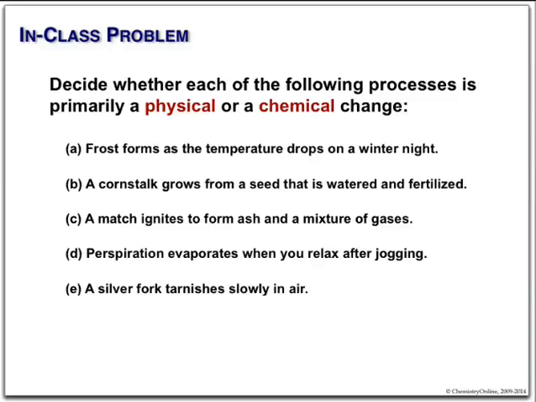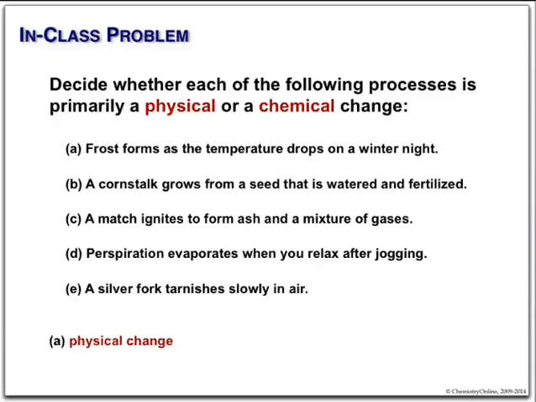Frost forms as the temperature drops. All we're doing when we make frost is what? Making water in the gas phase and making it into water in the solid phase. This is a simple classical physical change.